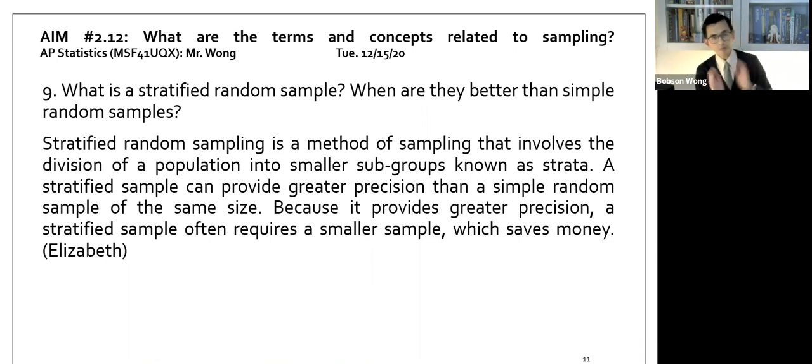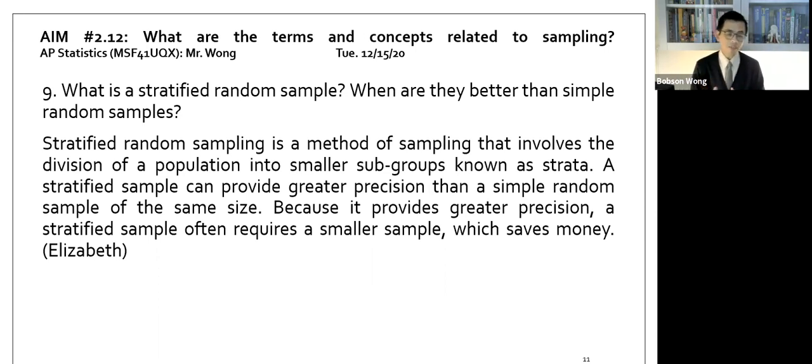So simple random sample is one method of sampling, but there's another method of sampling called stratified random sampling. Stratified is related to the word strata. A stratum is a layer. And so a stratified random sample involves dividing the population into smaller groups that we call strata. This allows us to provide more information because it allows us to identify specific groups that we think might be useful in understanding what's going on. Now, unfortunately, stratified samples often require more resources.